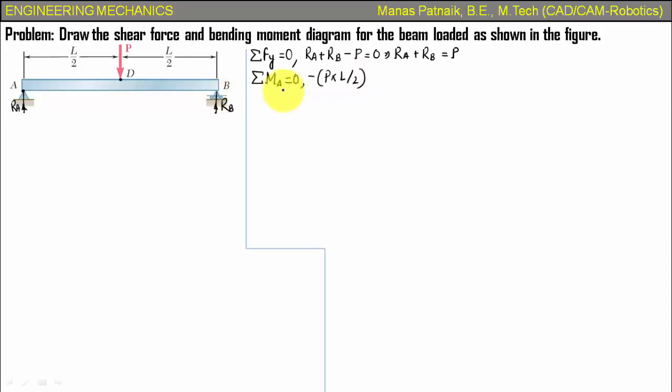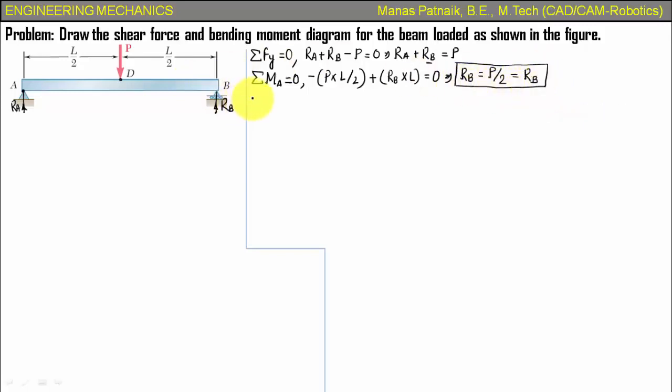Anything else? We've got this RB. Okay, so at point A, this RB produces an anti-clockwise moment, hence a positive sign. RB multiplied by this distance from A to B. Okay, so the overall length of the beam is L, into L is equal to 0. So this is pretty easy. You just need to solve this equation and you are going to get the value of RB is equal to P over 2. And when you put this value of RB over here, you are going to essentially get the value of RA, which is also going to work out as P by 2 only. Okay, so that's it. So these are the reactions at supports.